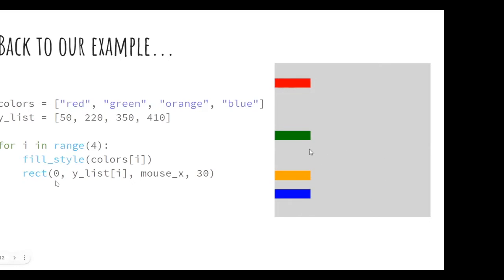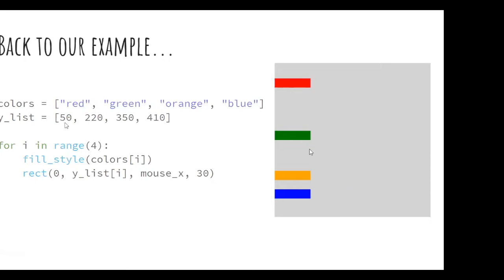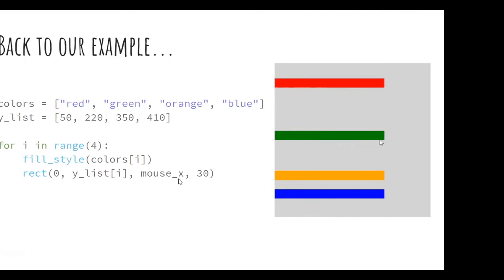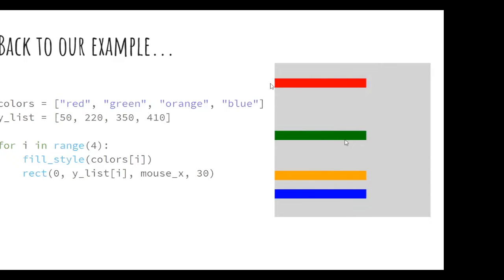So we give the parameters. The first is 0, and then y_list of i. That is first we are taking 50, and then mouse_x and 30. So mouse_x is mainly used for dragging this rectangle from the left to the right, as you can see on the screen over here.